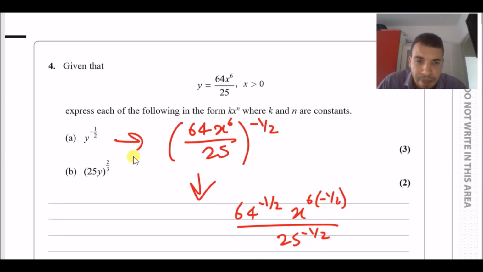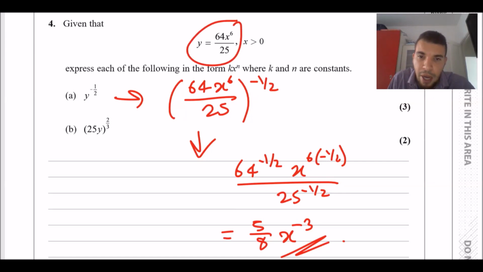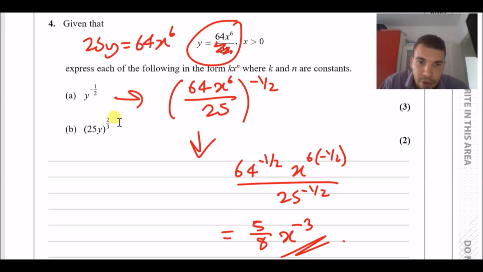Now for B, so now they wrapped up 25y, all to the power 2 over 3. Okay, so same thing applies here. This time we're going to multiply this by 25. So 25 times the fraction here, well, what happens? This 25 cancels out because 25 over 25 goes. So you're left with now 25y equals 64x to the power 6. Now you want to put all of this to the power of 2/3. So now we're going to wrap all of this up by 2/3.